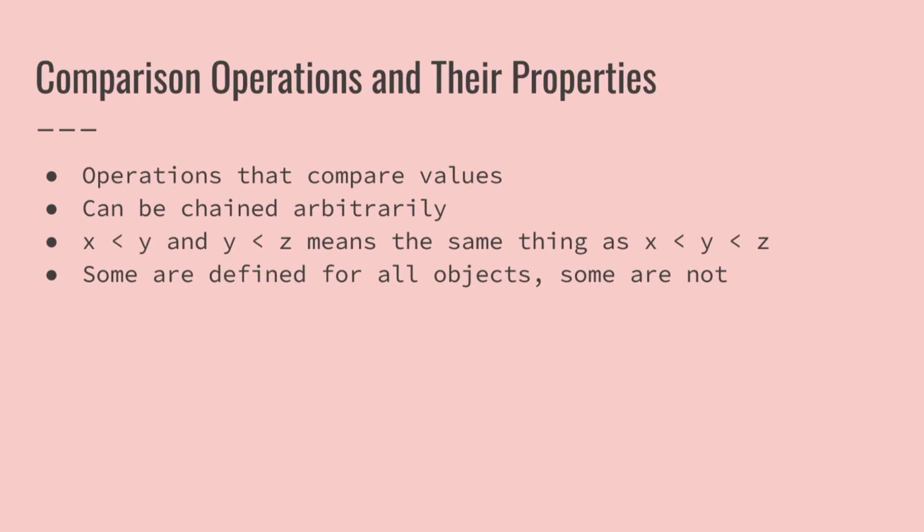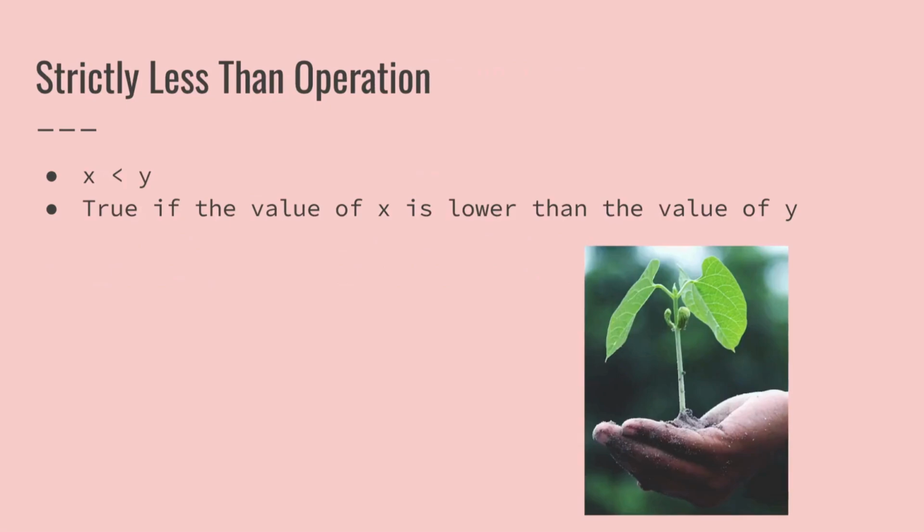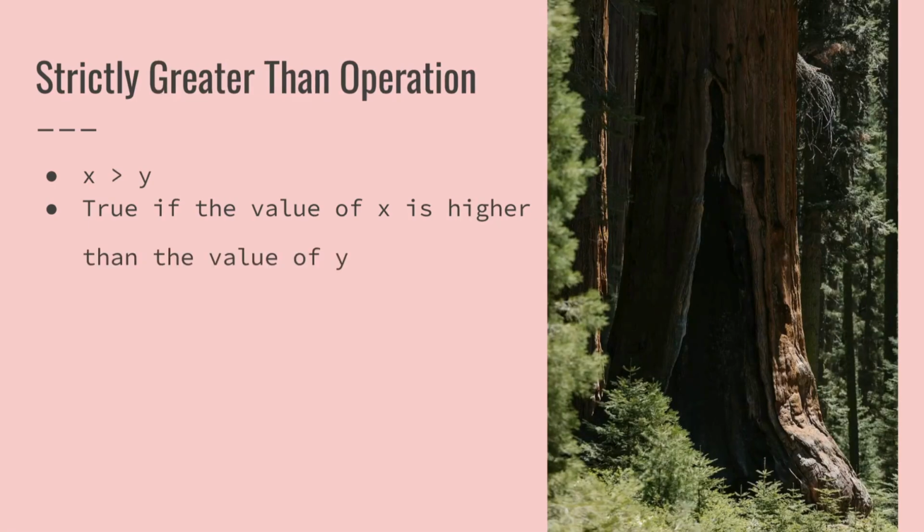Now, the first one of the operations is the strictly less than operation. For this and any following operations, I will use the variables x and y as example values for the different operations. In this case, we will take a look at the comparison x strictly less than y. This operation would return true if the value of x is lower than the value of y, otherwise it is false. Next is the strictly greater than operation. For this example, we will use x strictly greater than y. The operation returns true if the value of x is higher than the value of y, otherwise it is false.